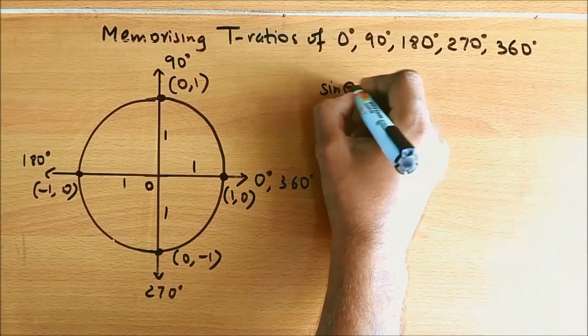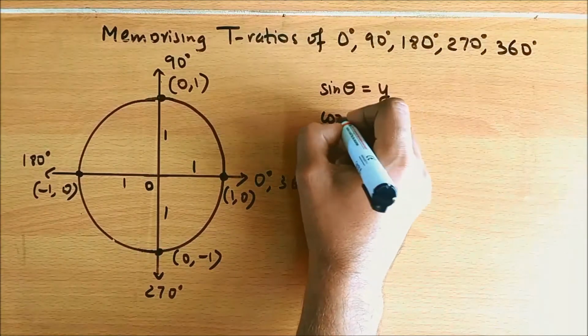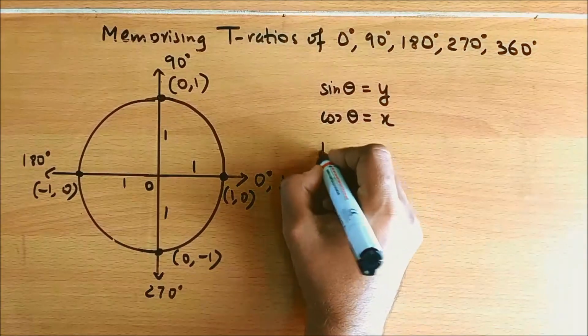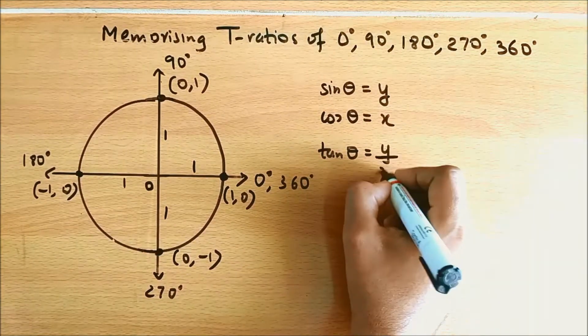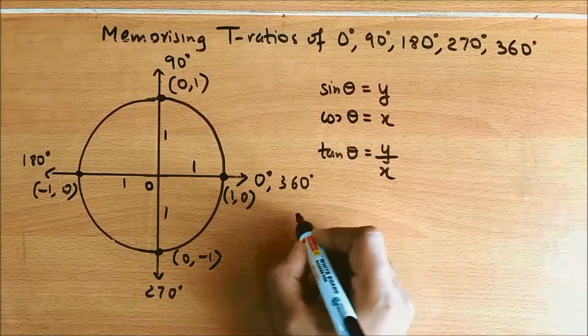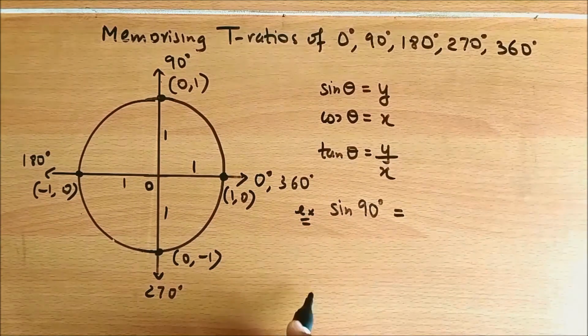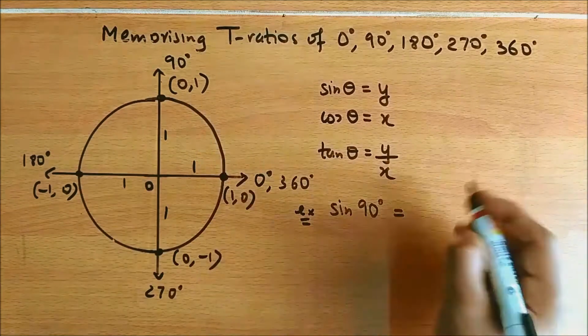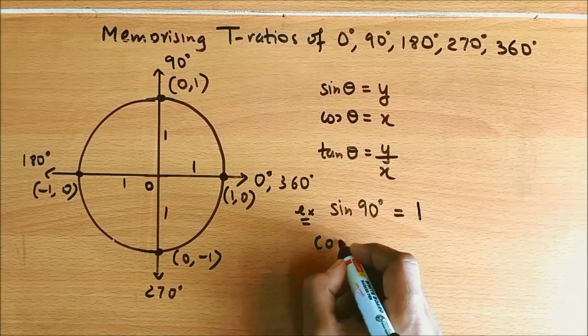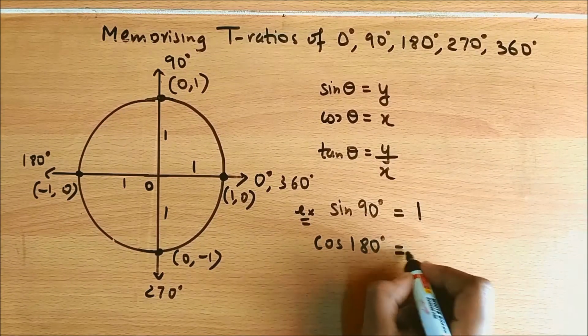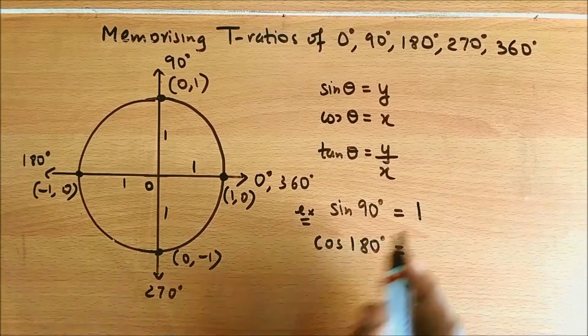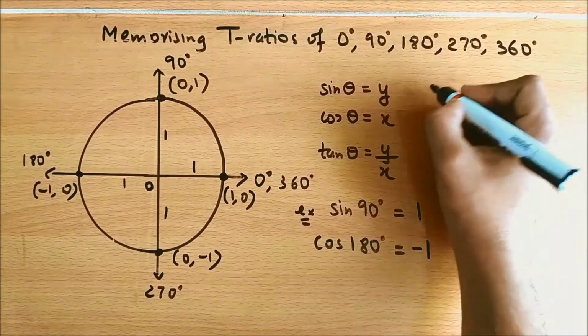Now for sine theta, simply look at the y coordinate. For cos theta, the x coordinate, and for tan theta, it would be y by x. Let's take a simple example. Say sine of 90. Now go to 90, see the y value. It's 1. Next, cos of 180. Go to 180, see the x value, so it's minus 1.